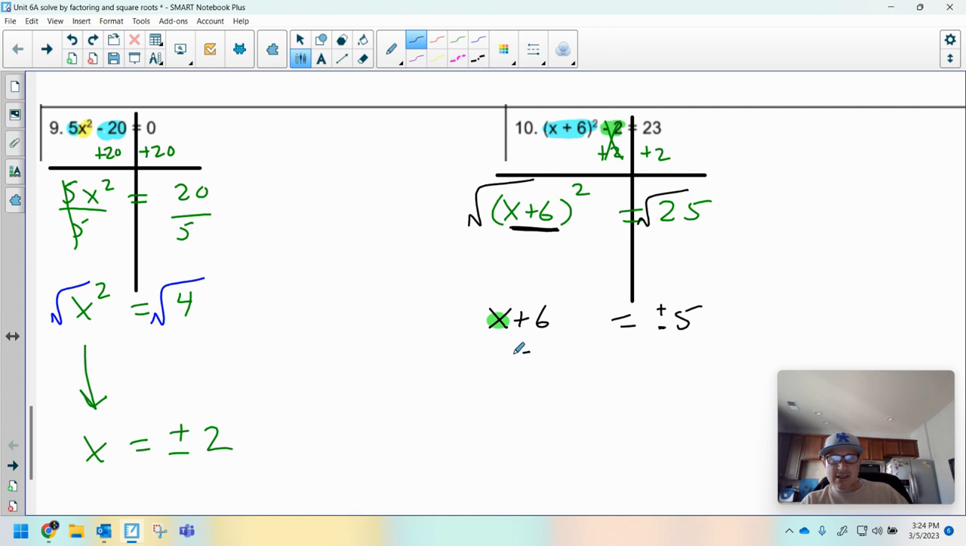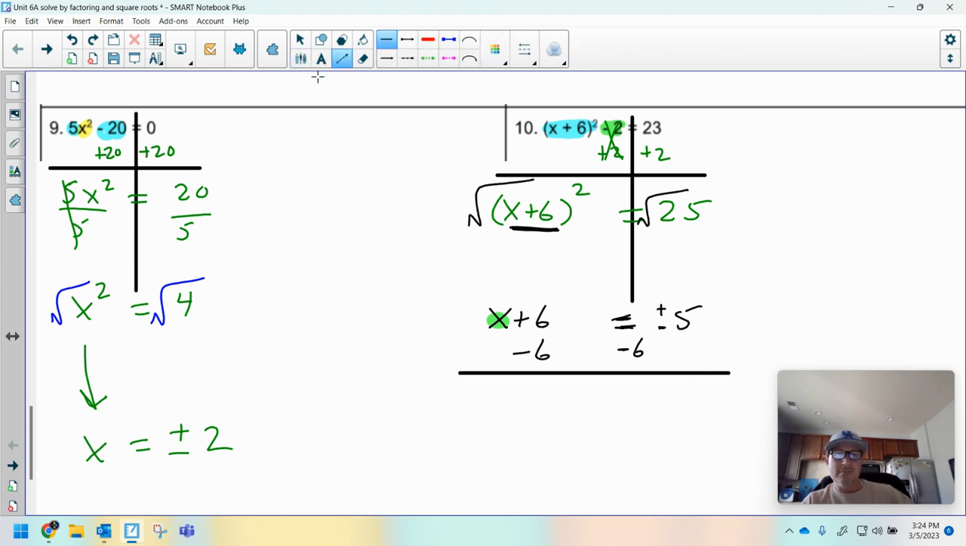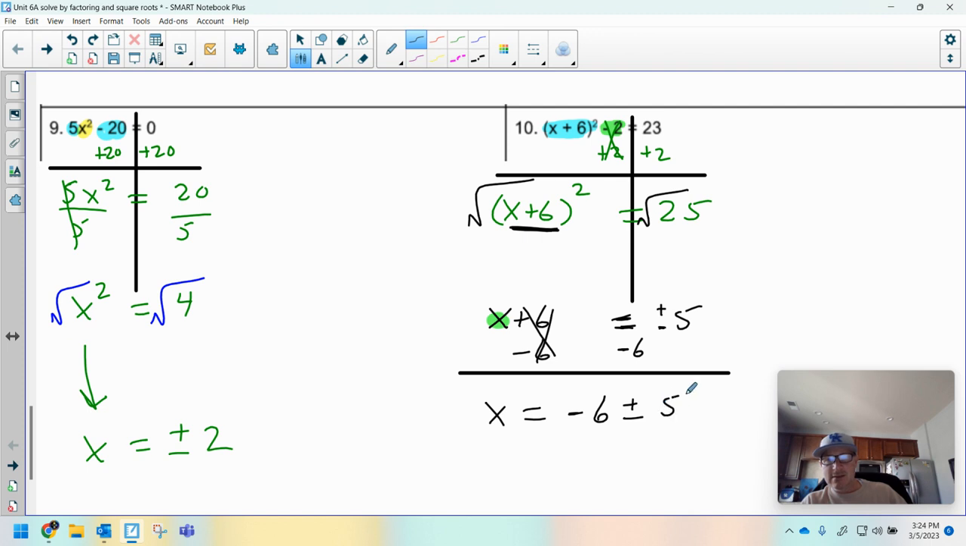Now, this 6, when we subtract it, goes right after the equal sign before the plus minus. So we have, next line, x equals, because 6 minus 6 cancels out, and on the other side, we have negative 6 plus or minus 5. And we're going to do these separately. X equals negative 6 plus 5, and also x equals negative 6 minus 5.